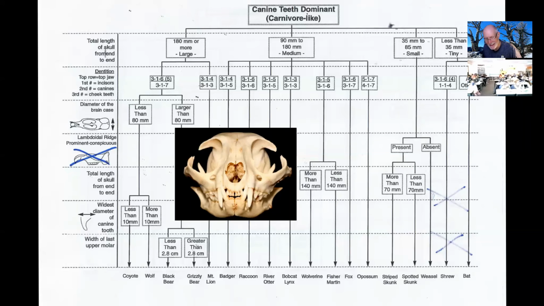Okay. So let's go back to the page now that we know how to do that. We see at the top, some of those skulls might be more than 180 millimeters. And what we're going to do then is follow those dark lines down from there because we're in that category of more than 180 millimeters. And then the next thing down is called dentition. What that means is the teeth arrangement of the critter. Let me show you what that means.